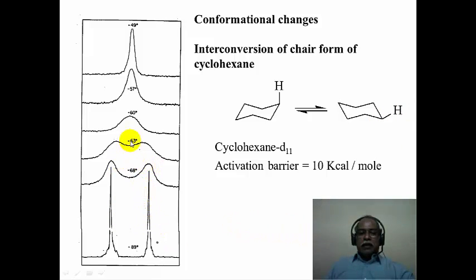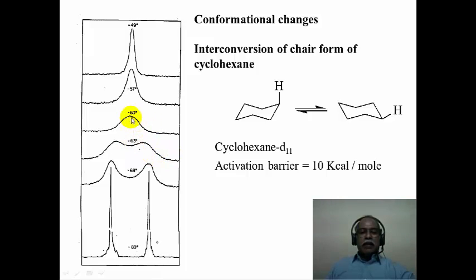Anywhere in between temperature, there is a large uncertainty as to whether the hydrogen is existing in the axial position or in the equatorial position. NMR is unable to distinguish between the two positions, and hence there is a large uncertainty associated with the measurement of the chemical shift, which is reflected in terms of broadening of the signal.